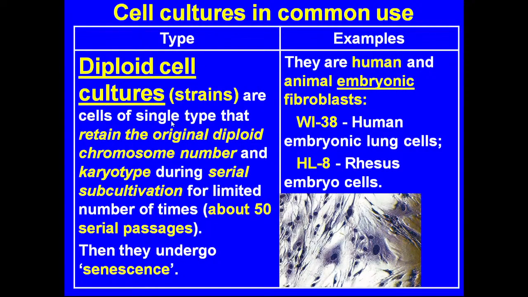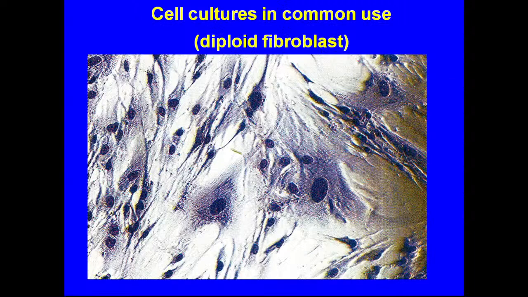Now diploid cell cultures. These are cells of a single type that retain the original diploid chromosome number and karyotype during serial subcultivations for a limited number of times. It means they multiply outside the host, and then we may perform about 50 serial passages. When they increase in numbers, we subculture, transferring a part of the cells into a new culture medium, and they will grow there. But finally, after about 50 serial passages, they will undergo senescence and die because they start to be very old. Usually these are embryonic cells, right? Fibroblasts that have a tendency to multiply. So this is how the culture of diploid fibroblasts appears.